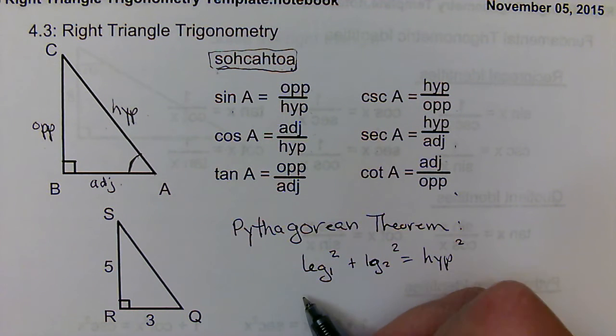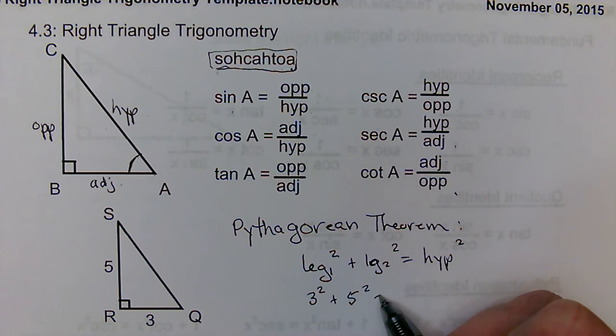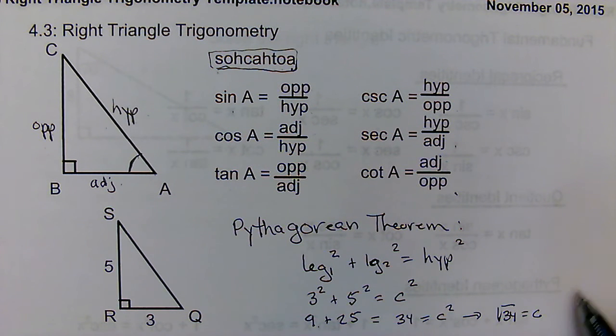So here, one of my legs is 3, and my other leg is 5, and I don't know the hypotenuse. You may recognize this as a squared plus b squared equals c squared. 3 squared is 9, 5 squared is 25, 9 plus 25 is 34. So I take the square root of both sides, and the square root of 34 would be the c side, which in this case is segment SQ.